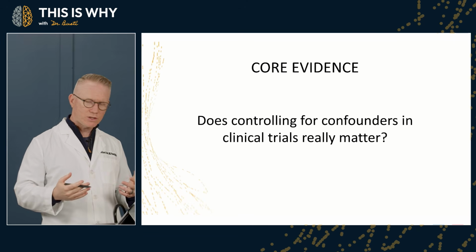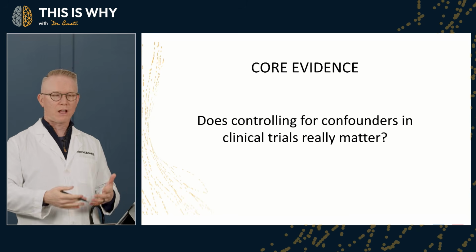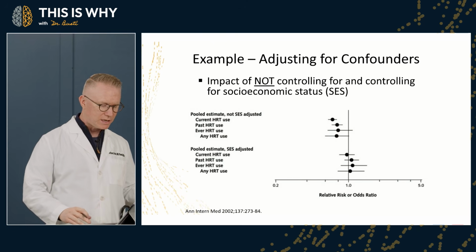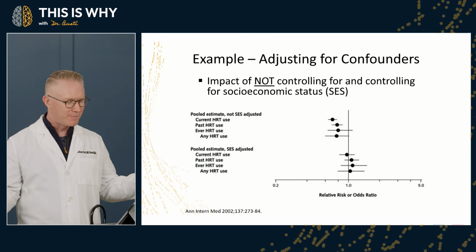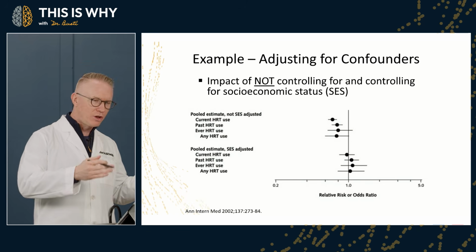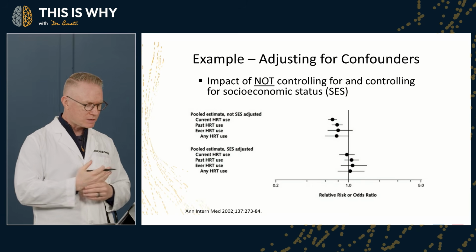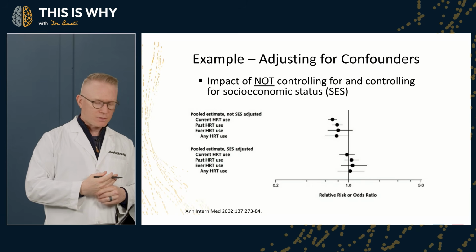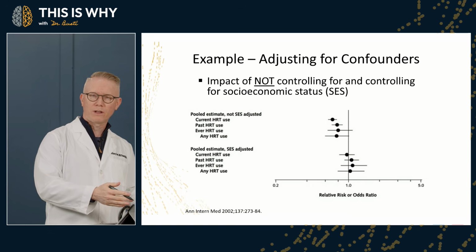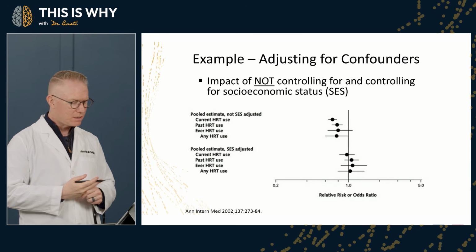Now, core evidence, okay? So this is an application piece. Does controlling for confounders in clinical trials really matter? Well, I can give you a lot of examples, but the answer is obviously yes, right? Just wasting my time doing some of this. We're covering study design, controlling for confounders and looking for risk of bias, which we're going to cover if you stay on the series in the next topic. It matters. So this is an assessment looking at the influence and controlling for things like socioeconomic status, SES, and the impact.